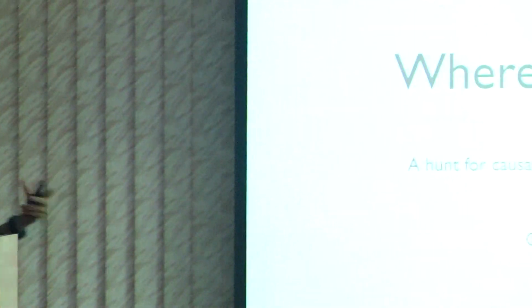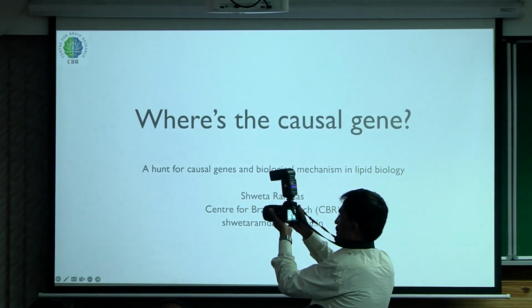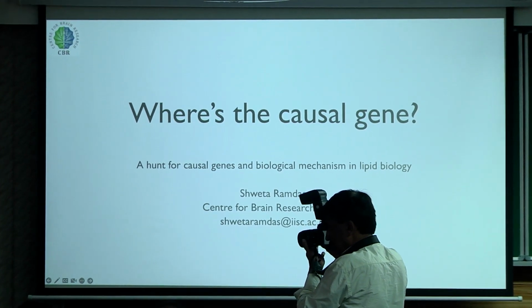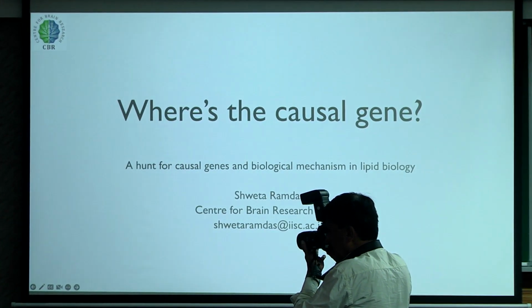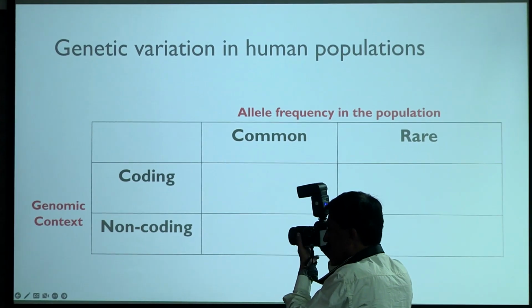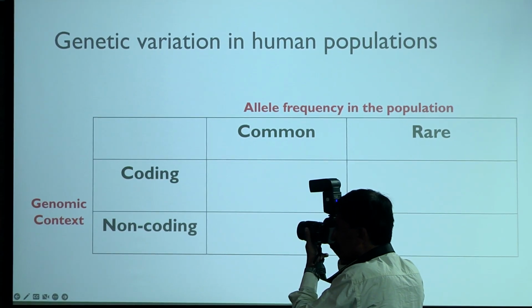I'm going to talk about a bunch of stories about how we've tried to identify, using genomic data, to understand lipid biology. A lot of this talk will really use snippets of what came before from Ramesh's talk and from Neela's talk. I'm a population geneticist, and so I tend to classify genetic variation in my head into these 4 categories.